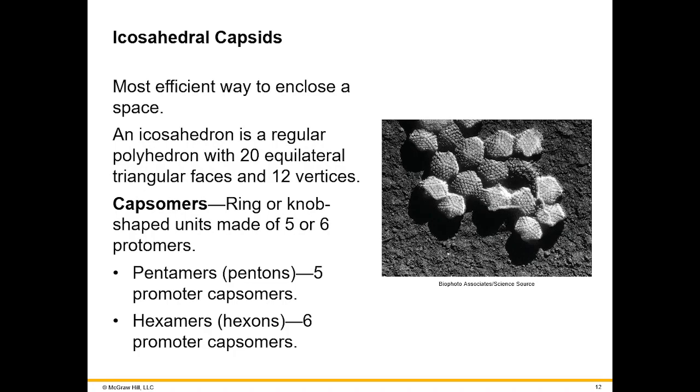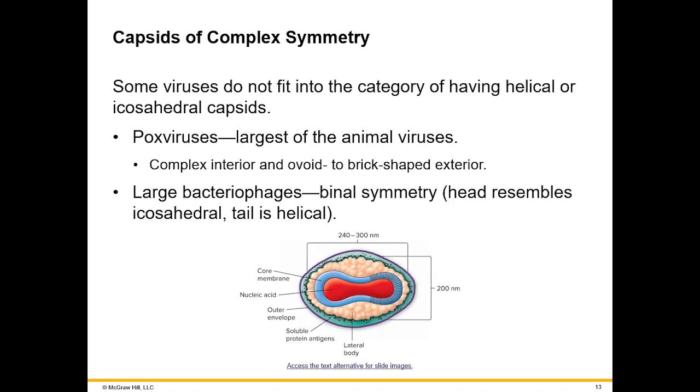So capsomers are the ring or knob-shaped units made up of 5 or 6 protomers. So these are the subunits of your capsid. We have pentamers for 5 protomer capsomers, and hexamers for 6. So basically they form these icosahedral capsids. Some capsids do not conform to the icosahedral shape. They have their own complex symmetry.